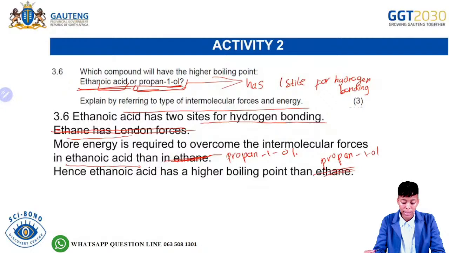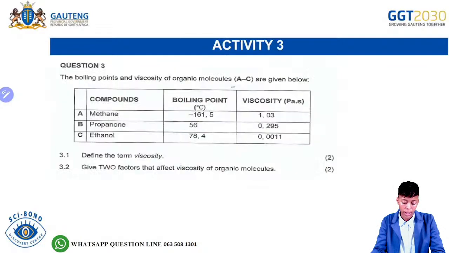It has one side for hydrogen bonding. So therefore, where are you going to require more energy? More energy will be required by the ethanoic acid as compared to the propan-1-ol, and therefore ethanoic acid will have a higher boiling point as compared to the propan-1-ol.